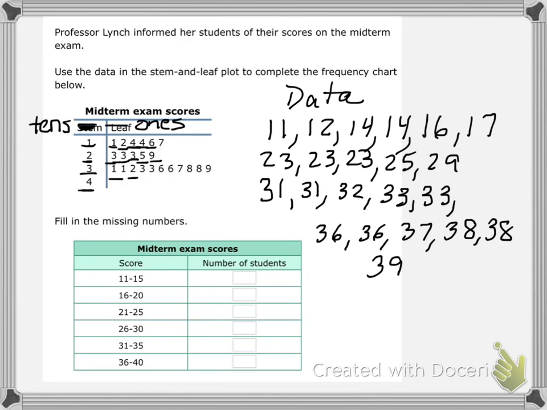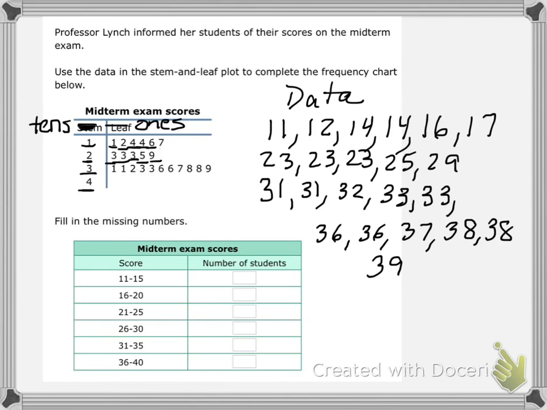Down here, this 4 represents the 40s. There is nothing there, so we have no numbers that are in the 40s, right? Even if there were a 0, that would represent 40 exactly. But we have nothing there, so we have no numbers in the 40s. It stops at 39.